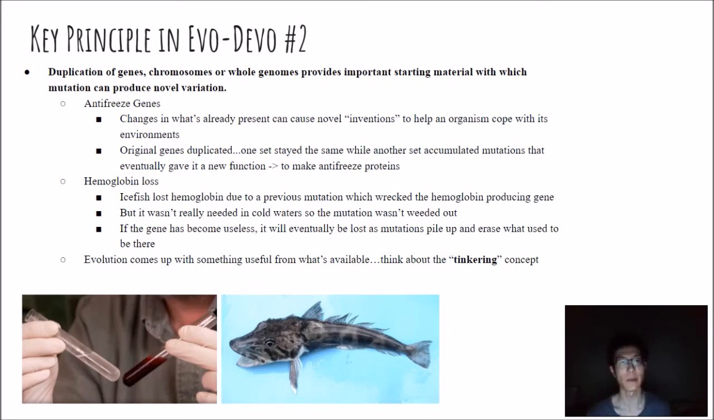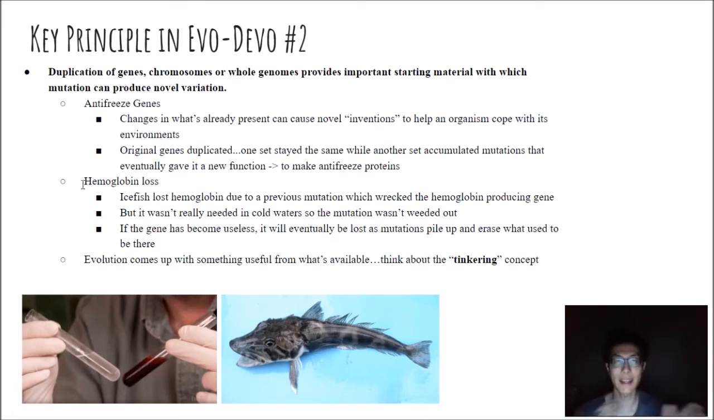One of the examples that is quite cool, I think, is the antifreeze gene. What's really fascinating about antifreeze genes in species like the ice fish is that the changes are already present in the system. So you're taking what's already present and simply tinkering with it to make something new. The original genes are duplicated, and one set stayed the same while the other set accumulated mutations that eventually gave it a new function to make antifreeze proteins in the fish's body.